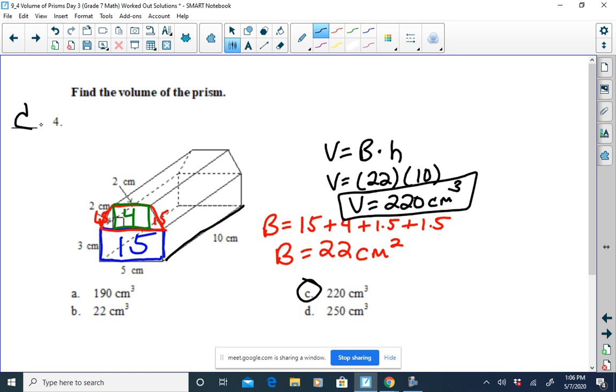Right, that is a challenging problem for volume, without a doubt. But this is the third day of doing volume, and we want to try to do some of the other more difficult prisms. Okay.